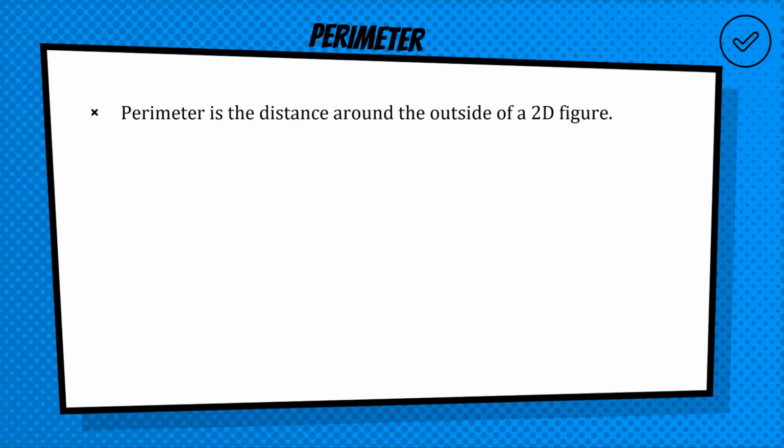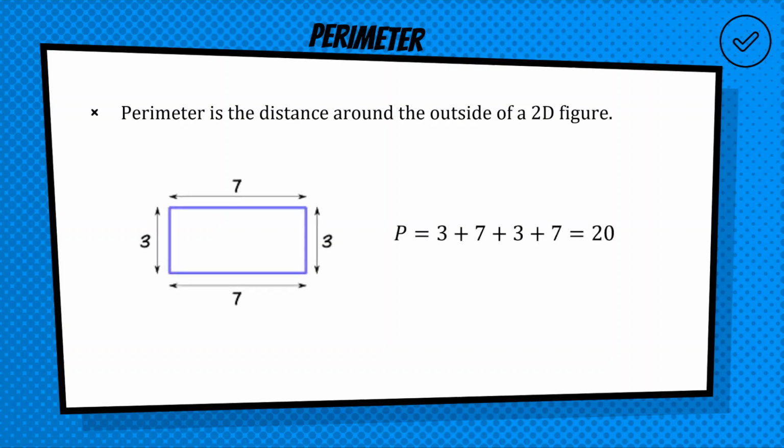Okay? So for a simple example, for this rectangle here with sides of 3 and 7, if we were finding the perimeter, we would write P equals 3 plus 7 plus 3 plus 7, which is 20. Okay, it's that straightforward.